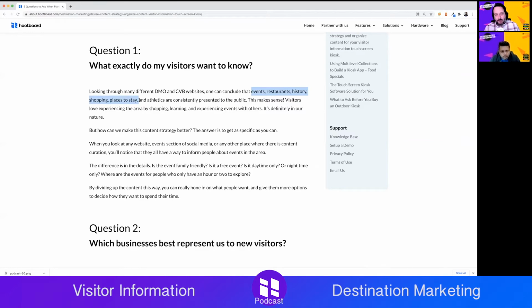If it's events, restaurants, history, shopping, places to stay, or there's another thing like things to do. Those are typically the most consistent kind of top level navigation content I found on every website in the DMO and CVB space. And it makes sense. Events are big drivers of visitors, but things to do, I mean, which also is quite a broad topic.